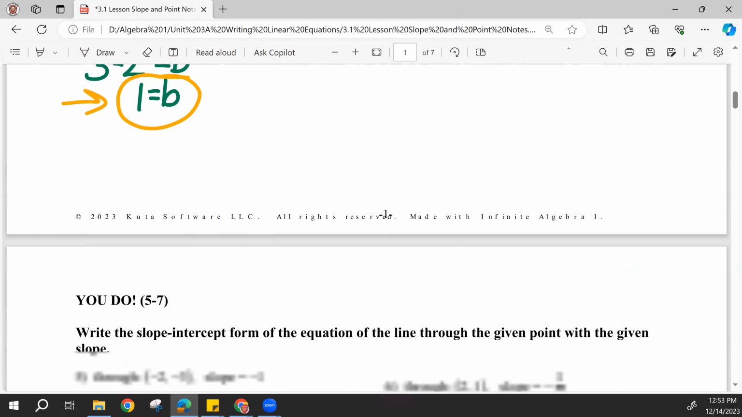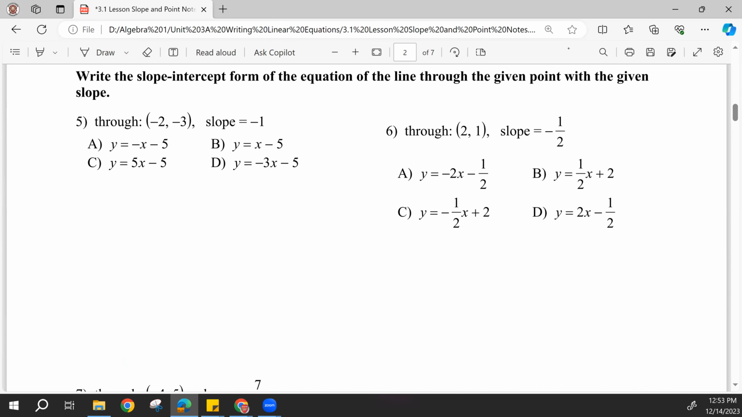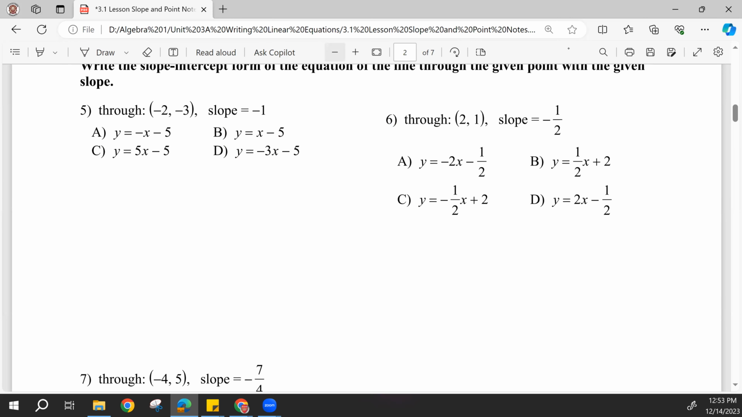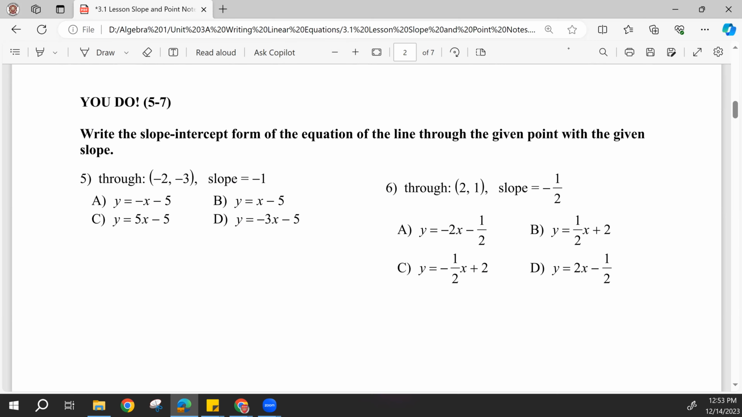So before you try any of these on your own, if you are a little stuck, please do ask for help. And these are on paper as well. So the paper I handed you, you should be able to see all of them, even though you can't see all of them right now. So you should be doing 5 through 7 on this paper. So pause, try 5 through 7.